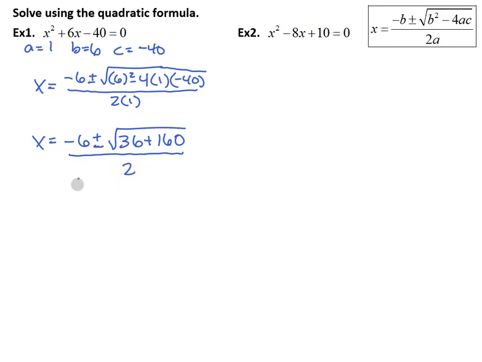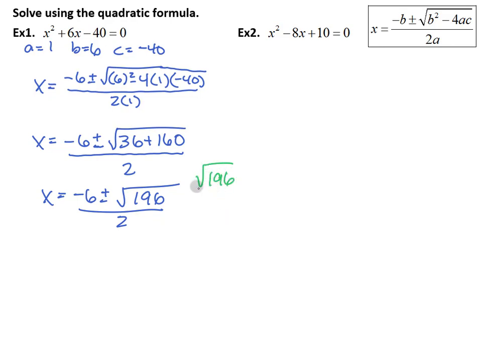Okay, now if we add the values up there in our radical, 36 and 160 is 196, all over 2. And now I have this large value in my radical that I need to simplify. So I need to simplify the square root of 196.